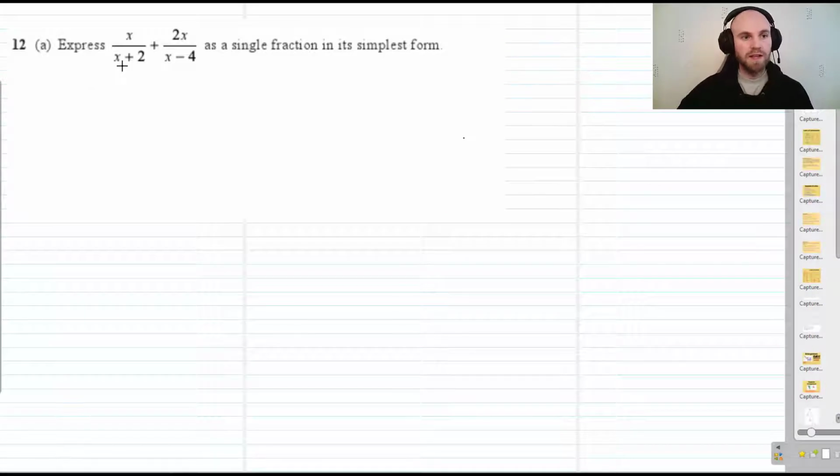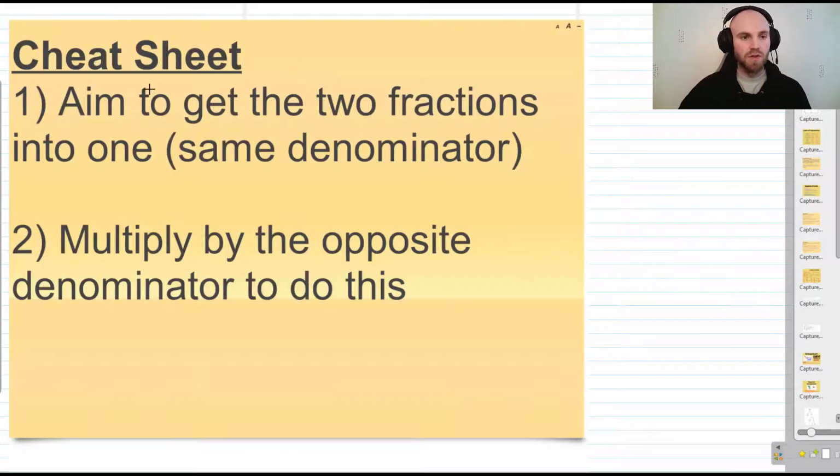Question 12a, express x over x plus 2 plus 2x over x minus 4 as a single fraction in its simplest form. So if we go to the cheat sheet, well, we're going to aim to get the two fractions into 1. Try and get the same denominator on both sides to make this into 1 fraction. And to do this, we're going to multiply by the opposite denominator on one fraction and the opposite denominator on the other fraction to get the same denominator.